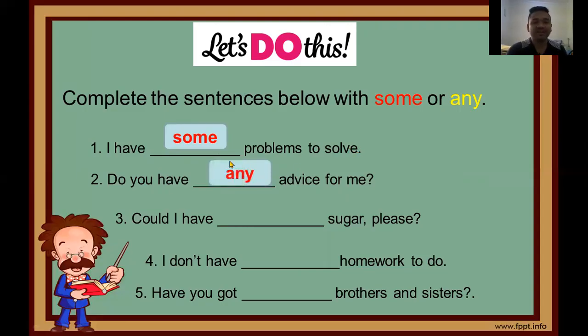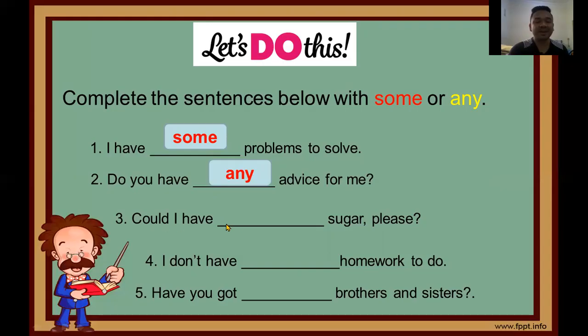For number two, do you have any advice for me? This is a question. There is another rule here: use any for a question where you really don't know the answer or you are uncertain of the answer. Here, you don't know if he or she has advice for you. So in this particular instance, use any. Do you have any advice for me?